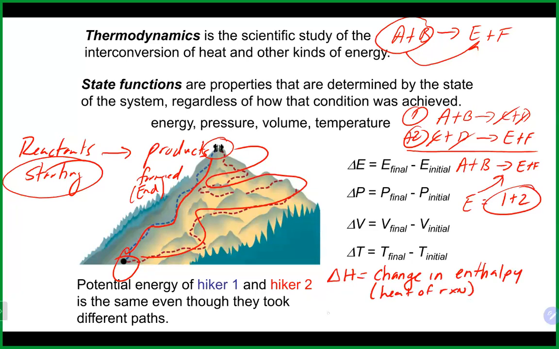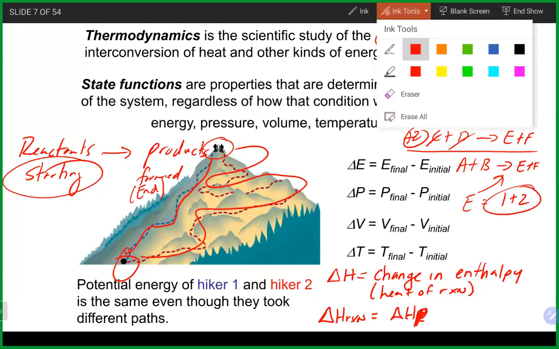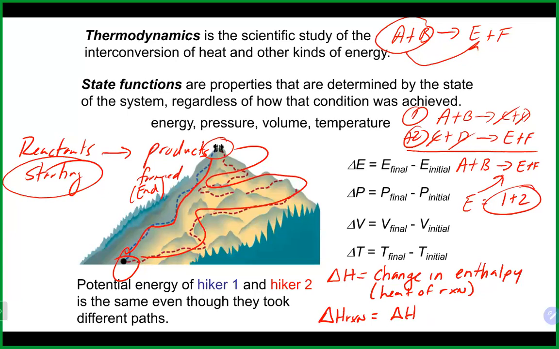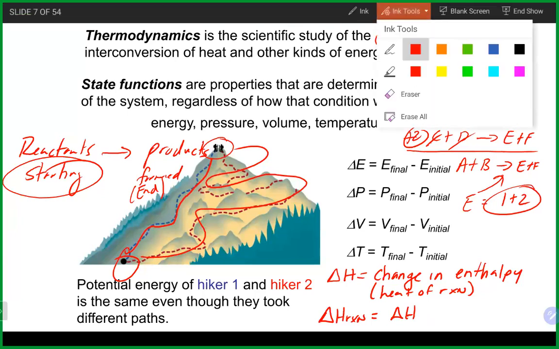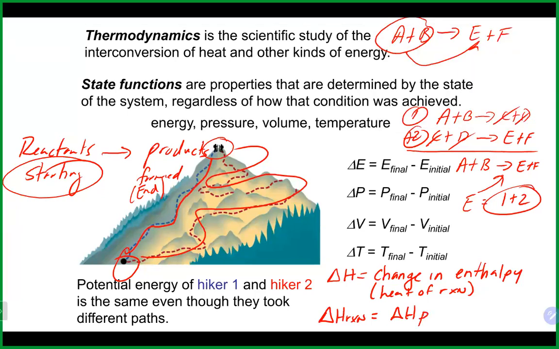And when we take the delta H for a reaction, we take the delta H values of our products minus the delta H values of our reactants. That's essentially like taking our final state, which is our products, minus the energy associated with our reactants, which is where we start.